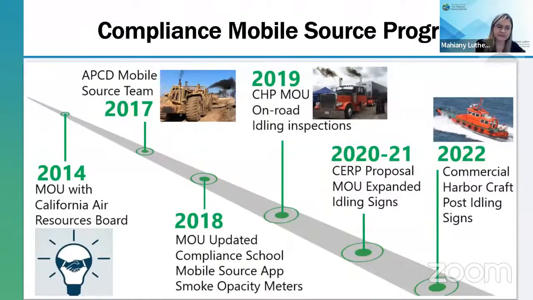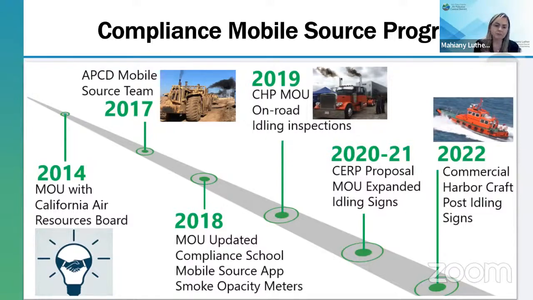Since the district has limited authority over mobile sources, in 2014, the district signed a memorandum of understanding with the California Air Resources Board to gain authority to enforce regulations applicable to diesel heavy-duty trucks, buses, and off-road vehicles. Off-road vehicles include bulldozers, forklifts, and equipment that we typically find at construction sites. This slide shows how the program has evolved since we signed the MOU with CARB in 2014.